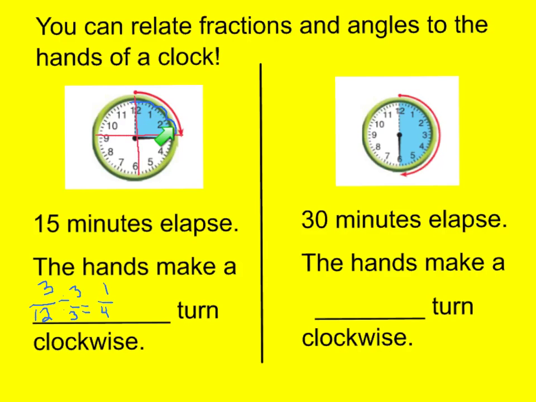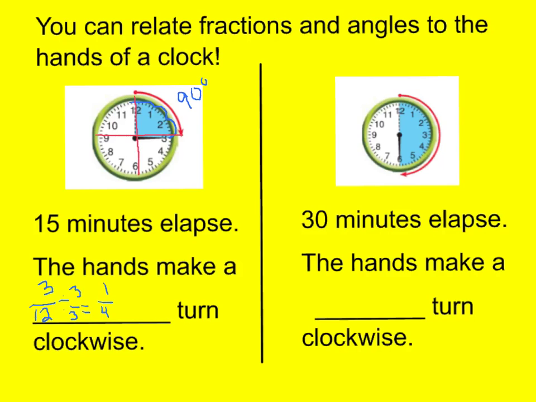Now, let's think about what degrees this angle is that it made. This is kind of going into our next lessons, but you guys are super smart, so you can handle it. This is a right angle. So that means that this turn was 90 degrees. It was a 90-degree turn.